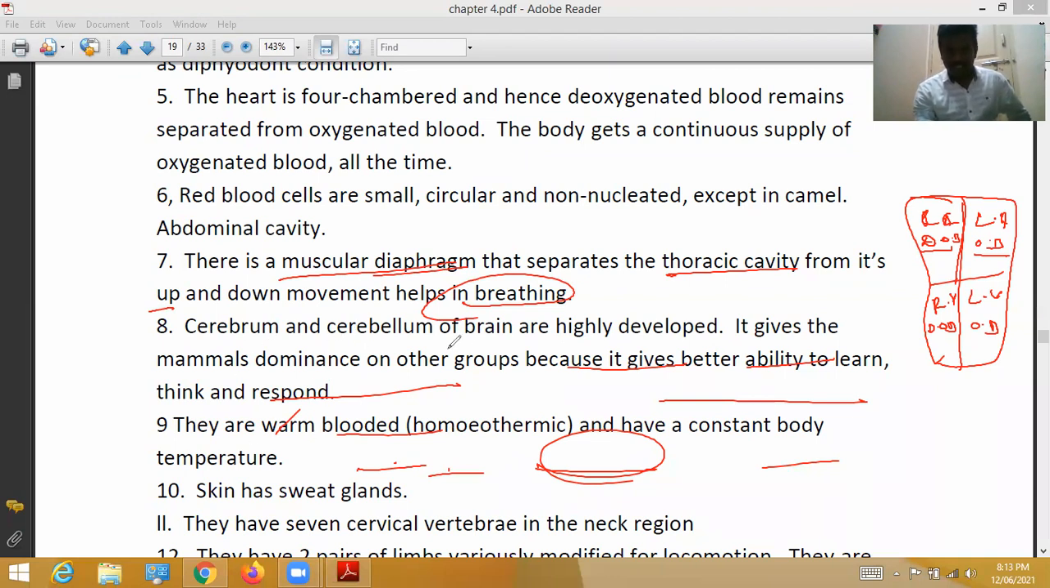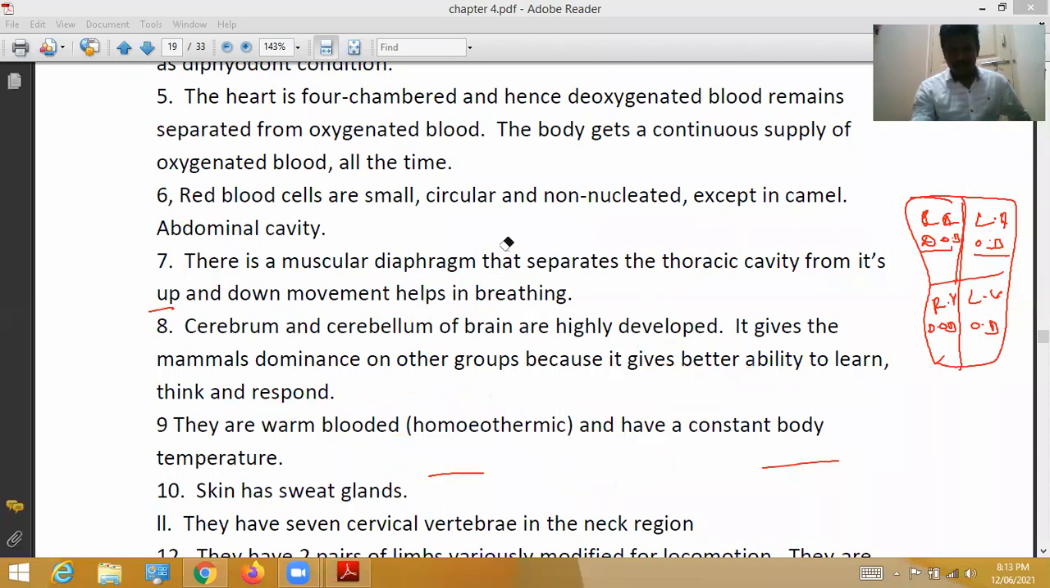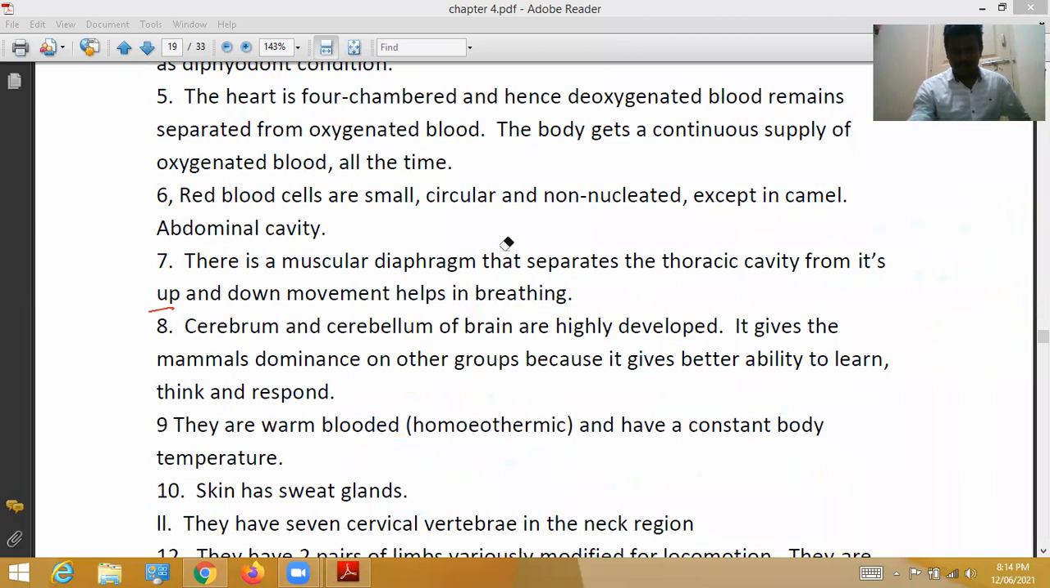The cerebellum and cerebrum of the brain are highly developed in mammals. It gives the mammals dominance over other groups because it gives better ability to learn, think, and respond. Comparatively, among other classes of animals, in mammals the brain is well developed. That's why it gives the ability to learn, think, and respond.